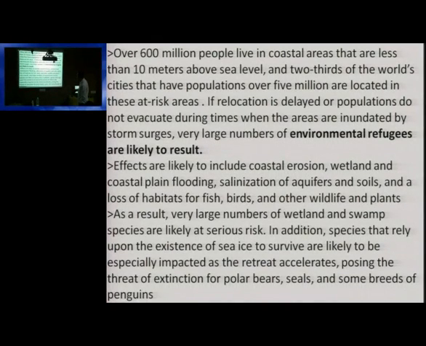Coastal plain flooding, salinization of aquifers and soil, which I have explained to you, and a loss of habitat for fish, birds and others. As a result, a very large number of wetland and swamp species are likely to be at serious risk. In addition, species that rely upon the existence of sea ice to survive are likely to be especially impacted as the retreat accelerates, posing the threat of extinction for polar bears, seals, and some breeds of penguins.